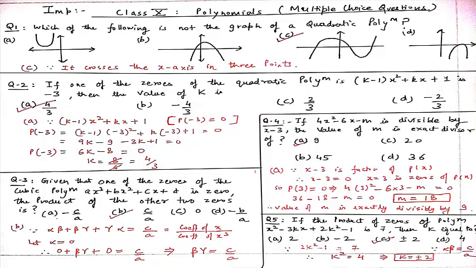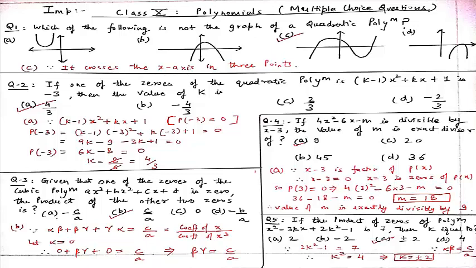Now our fourth question for today is: if 4x square minus 6x minus m is divisible by x minus 3, the value of m is an exact divisor of A 9, B 45, C 20, D 36. As we know, if x minus 3 is a factor of polynomial p(x), then on substituting it with 0, we get x equal to 3, which is a zero of the polynomial. So at p of 3 equal to 0, we get m is equal to 18, and this value of m is exactly divisible by 9. So our option A is correct.